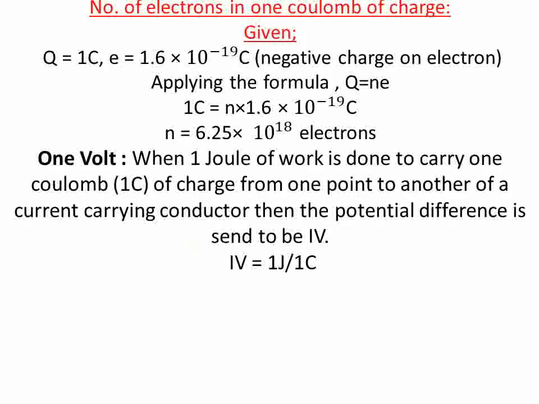This is a problem to find the number of electrons flowing in 1 coulomb of charge, or if 1 ampere current flows for 1 second, find the number of electrons flowing in a conductor. Another is the definition of 1 volt.